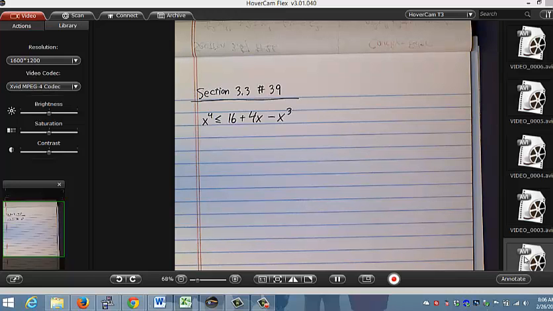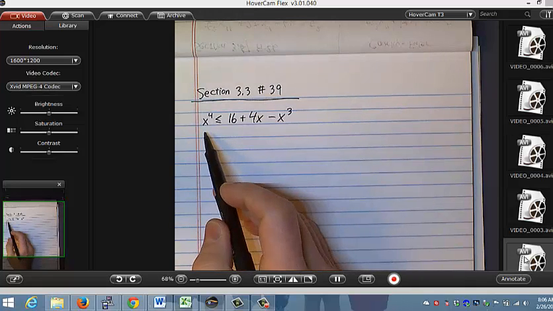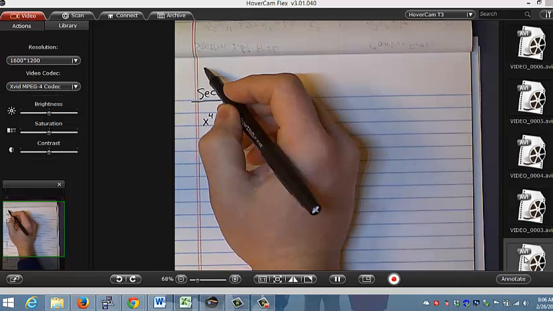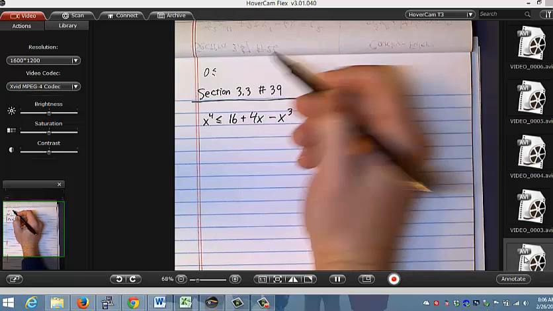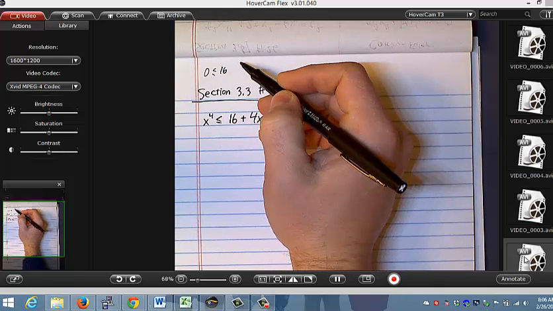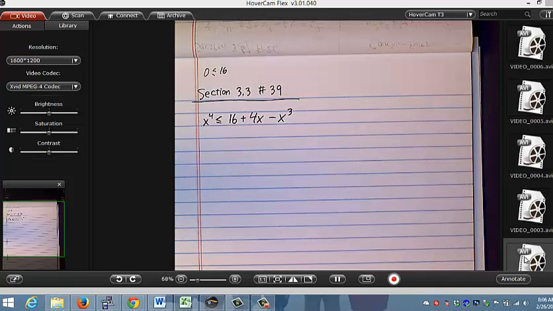You guys have to understand, you could actually guess some answers, right? Like, let's suppose I plugged in x equals 0. Would that be a solution to this or not? If I put in 0, what's 0 to the 4th power? 0. Is less than or equal to what? 16. Is that true or false? That's true. Okay, so 0 is a solution.